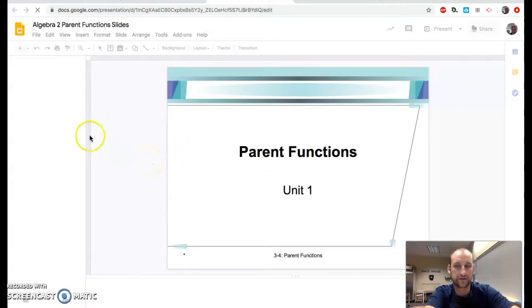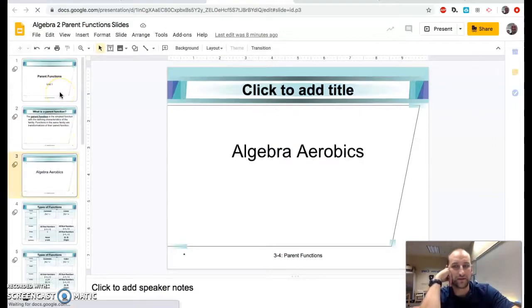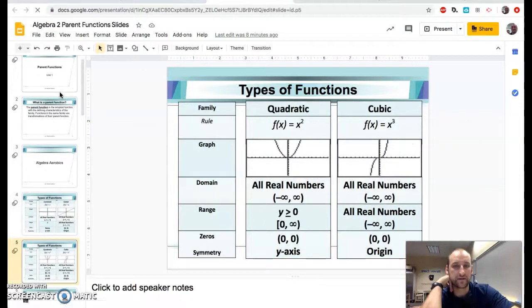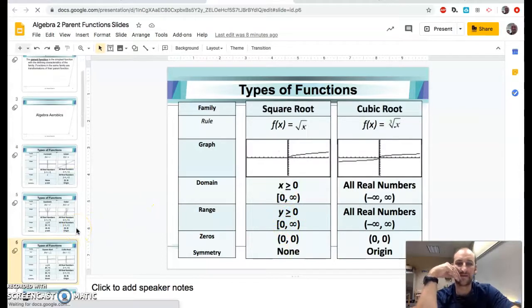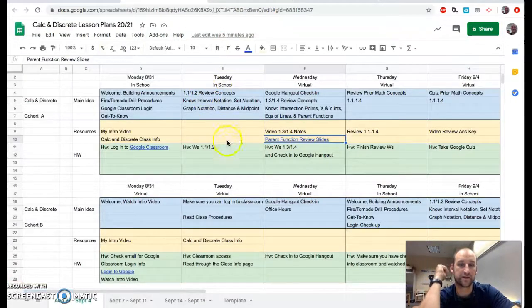You're supposed to already know them, so they shouldn't be magical. You should have seen them in Algebra 2 and in pre-calc. So you have constant, linear, quadratic, cubic, and look at what they look like, all real numbers, the range and domain, and zeros and stuff. Basically, go through here, take a good look at them, and get re-familiarized with all the different types of parent graphs because we're going to work with them all year.